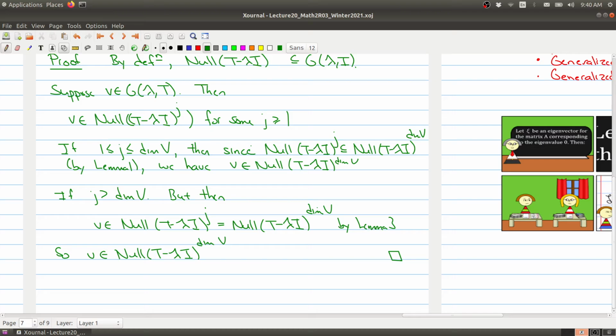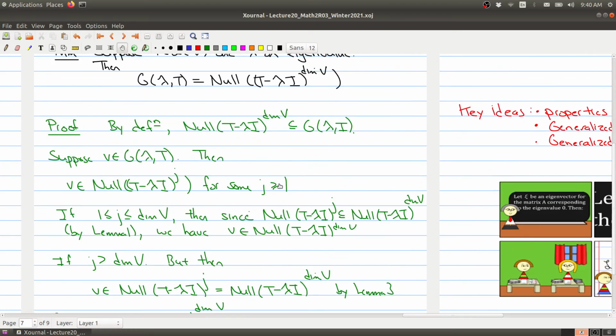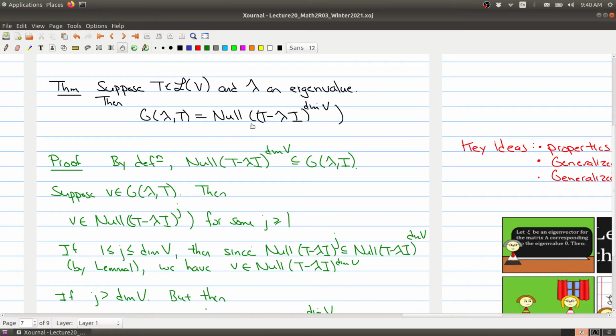So that shows here that it is quite easy to compute the generalized eigenspace. It's really just a null space of a particular operator. So you find the eigenvalue, you know the dimension, you look at the operator (T minus lambda I) raised to the dimension of V, and you compute its null space.